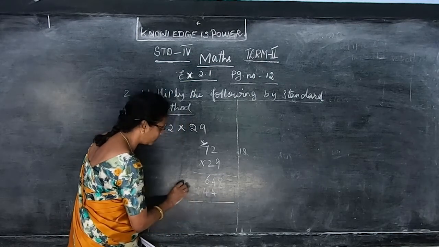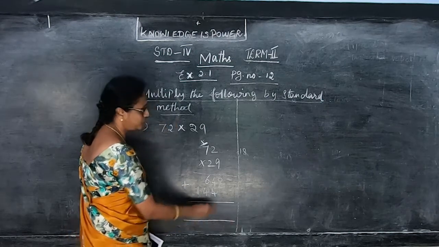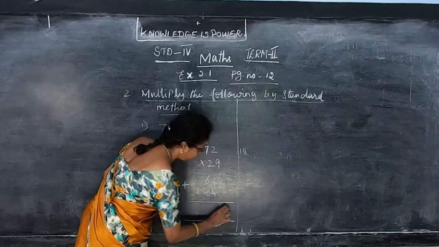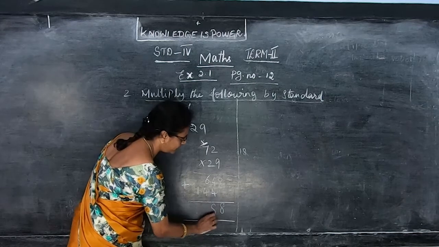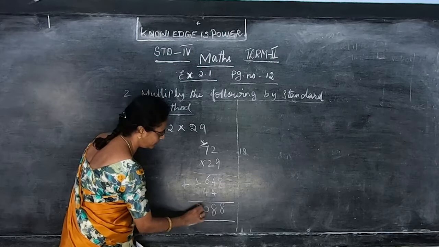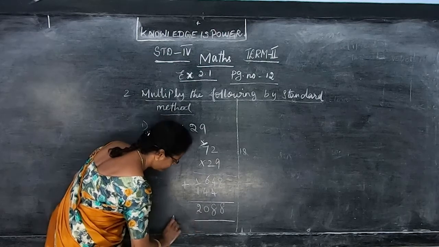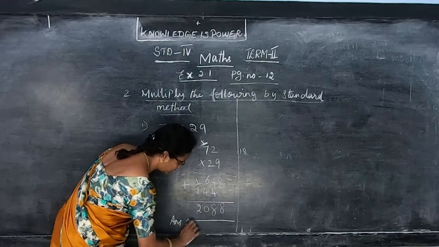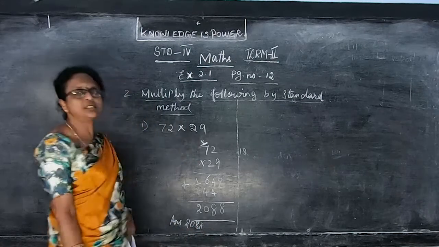Then you have to add all these numbers. 8 is 8, and 4 plus 4 is 8. 6 plus 4 gives you 10, carry over 1. 1 plus 1 is 2. So the answer is 2088.